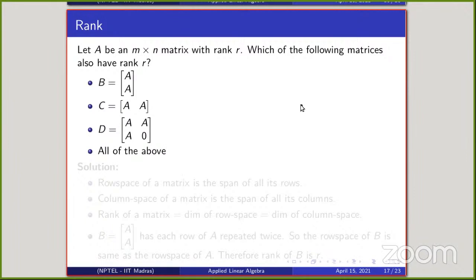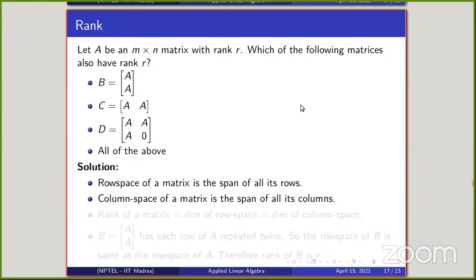So next, if we see, okay, there seems to be one question on eigenvalues. I'll just finish this question and come back to the doubt. So yeah, the row space of a matrix is the span of all its rows, and the column space of a matrix is the span of all its columns. And the rank of a matrix is equal to the dimension of the row space, and is also equal to the dimension of the column space.